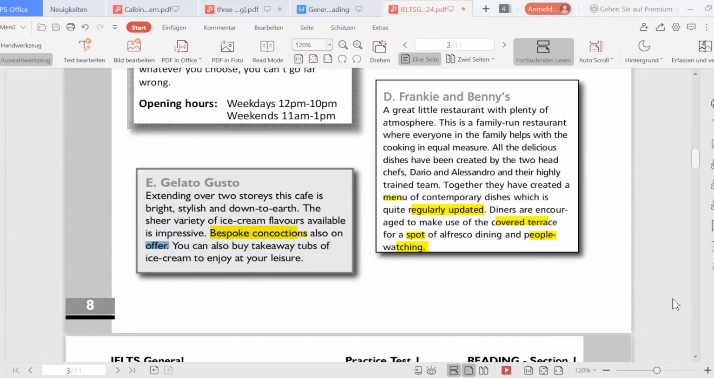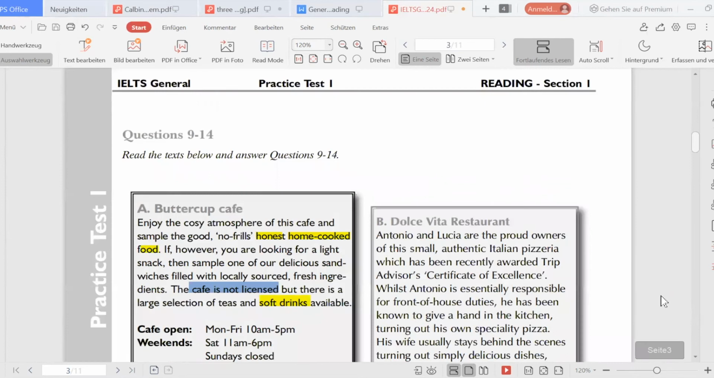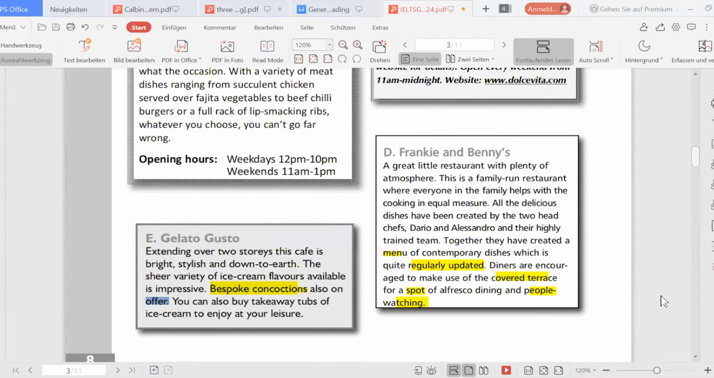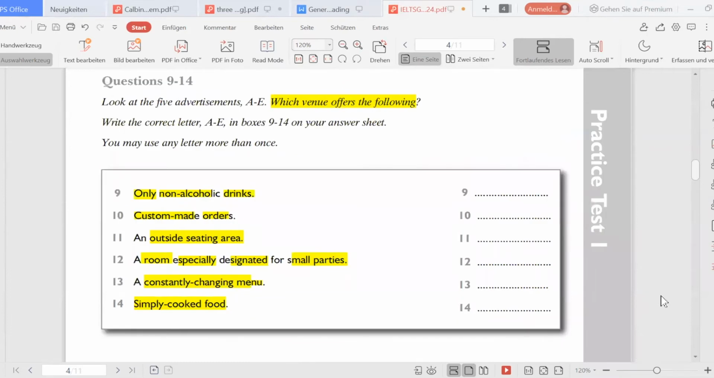Number 11, an outside seating area. Okay, so we go to the text and then try to find where an outside seating area is. When you read well, you should come in D across the group of words covered terrace, okay? Covered terrace for a spot, and then people watching. Okay, you can only watch people from a place that is open, okay? And this covered terrace gives us the idea of an outside seating area where we can watch people.